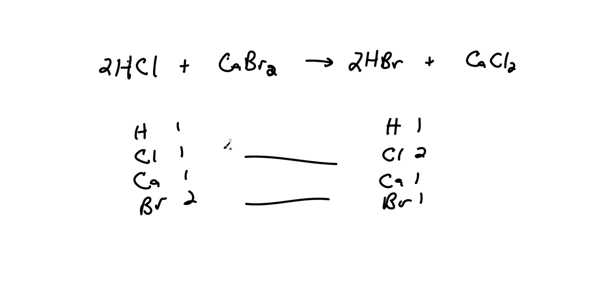So if we redo this, now we've got two hydrogens on this side, two chlorines on this side, one calcium, and two bromines. Now if we go to this side, we've got two hydrogens, two bromines, two chlorines, and one calcium. Now everything is equal and the equation is balanced. We're going to do this a bunch of times. Maybe we'll do another example here quick.